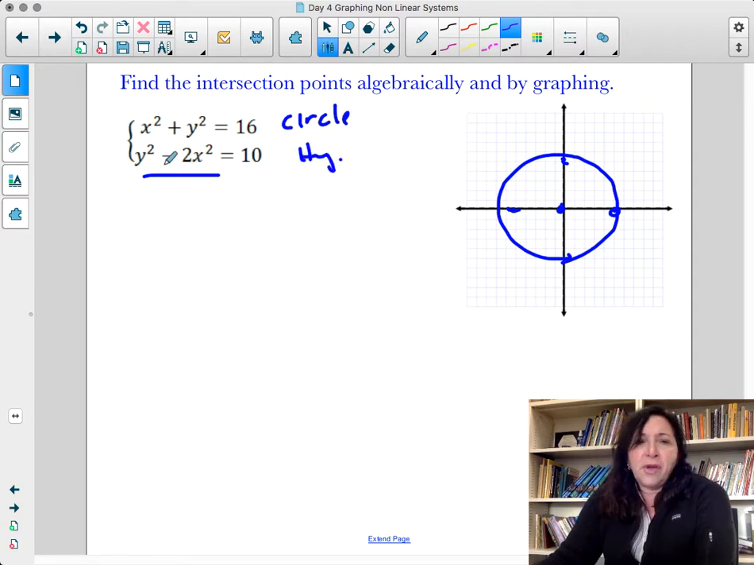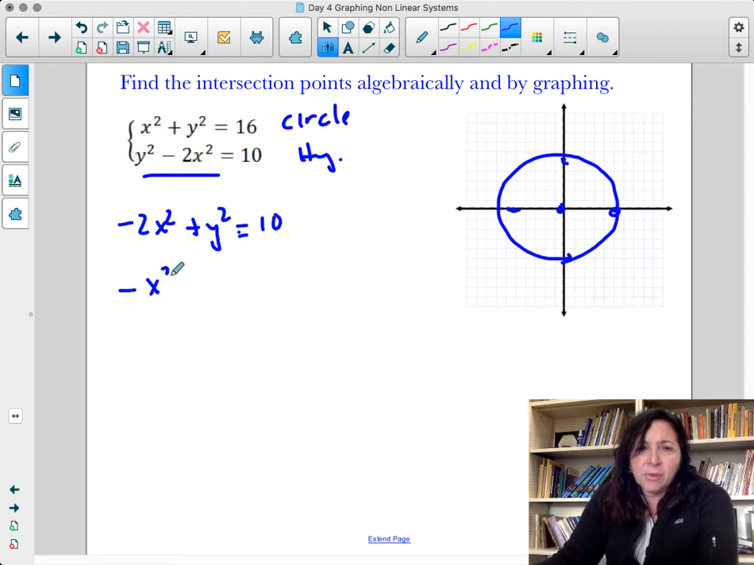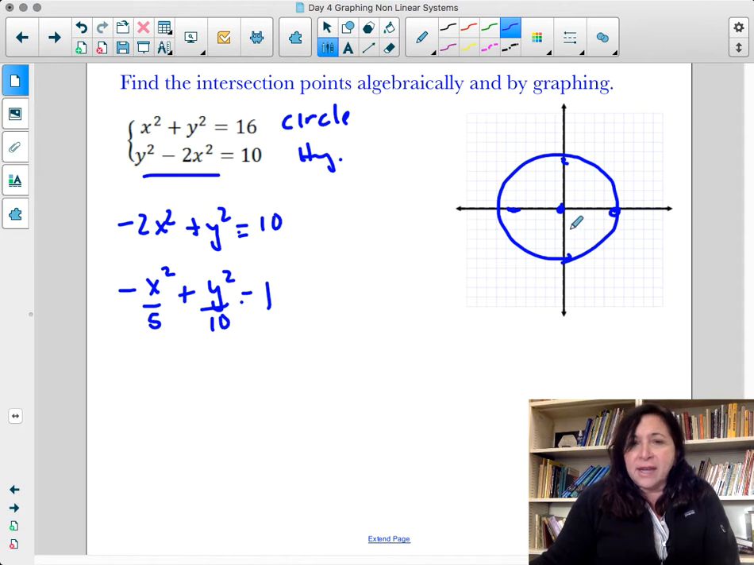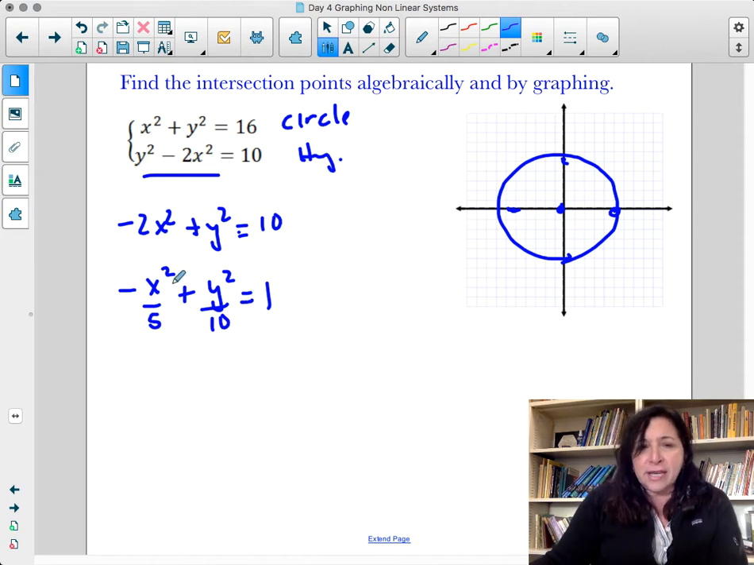That's because you have a negative value here. So what's going to happen is I'm going to rewrite this: negative 2x squared plus y squared equals 10. I'm going to divide through by 10. I'm going to get negative x squared over 5 plus y squared over 10 is equal to 1. Now, these are the kind of problems that you sometimes aren't going to be able to see really quickly. So basically, this is a hyperbola, so I'm going to draw that in.